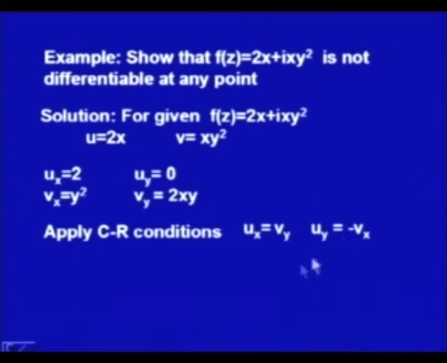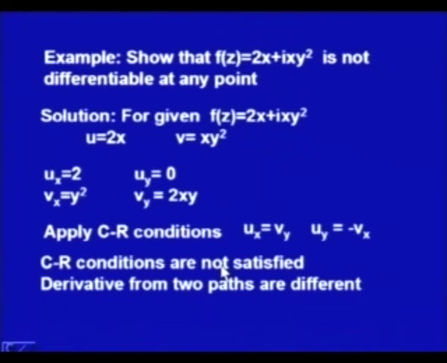So, we can say the function is not differentiable at any point in the domain. The CR equations are not satisfied, one can very easily check, and the derivatives along two different paths are different because the conditions are not satisfied, and that simply means that the function is not differentiable.